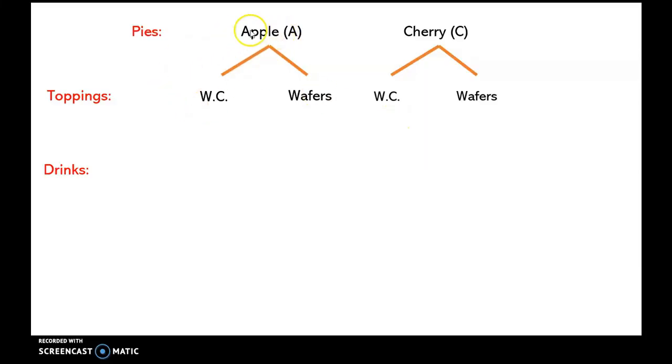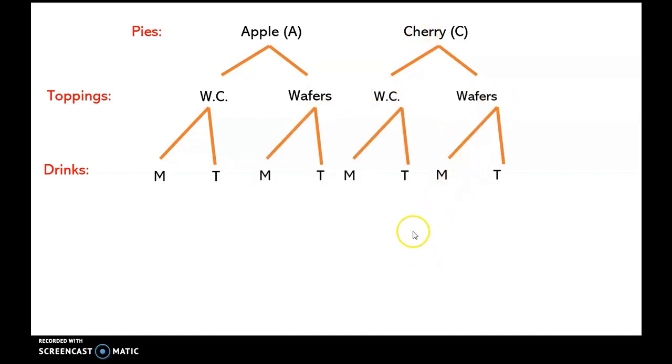Once you pick your pie and then topping, you get to choose between 2 drinks. So if you picked apple, whipped cream, now you have a choice between milk or tea. If you picked apple and your topping as wafers, your choice is milk or tea, and same thing with everything else. Now, if I wanted to list out my sample space, once again, just follow the branches.